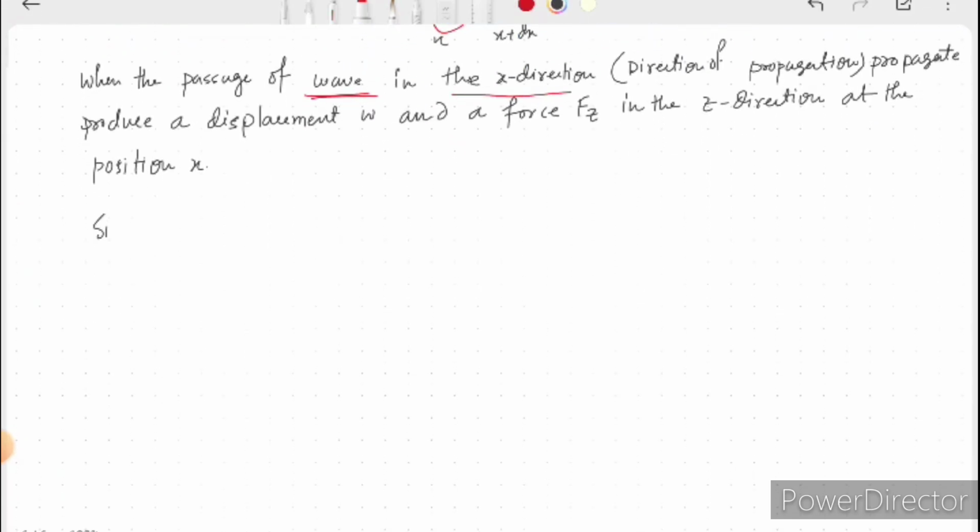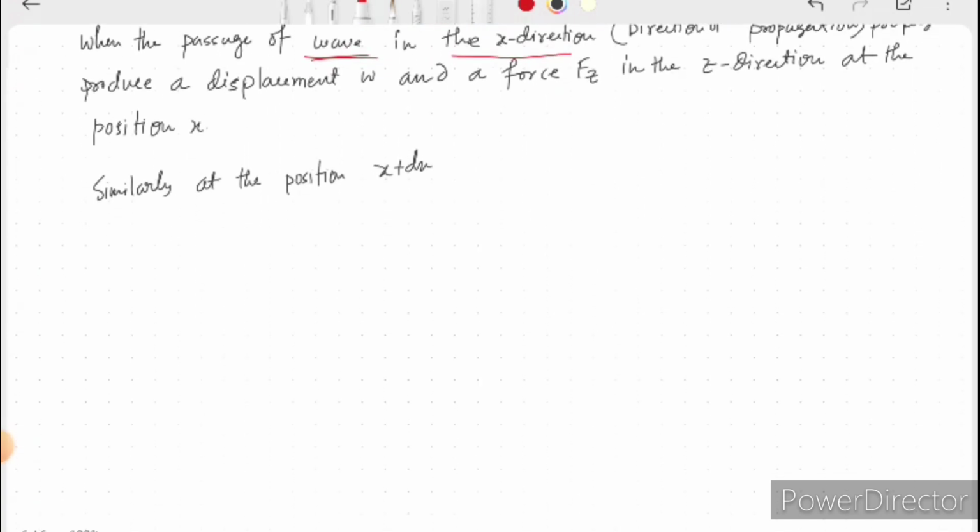Similarly, at the position x plus dx, okay, at the position x plus dx, we have the displacement omega plus d omega and the force Fz plus dFz. So what is the meaning actually?